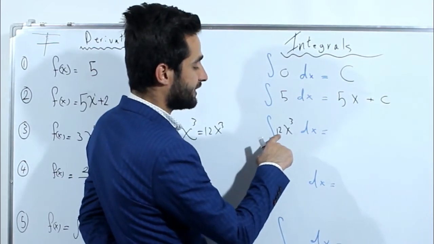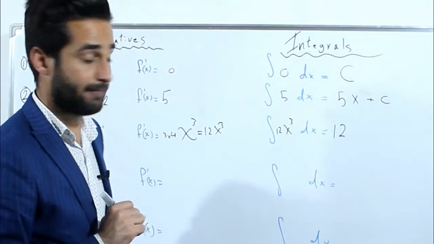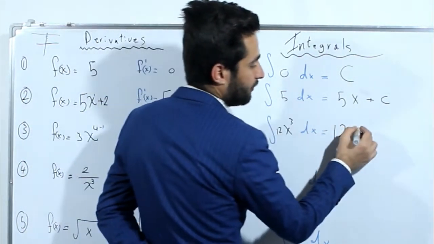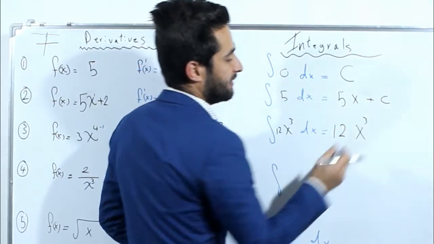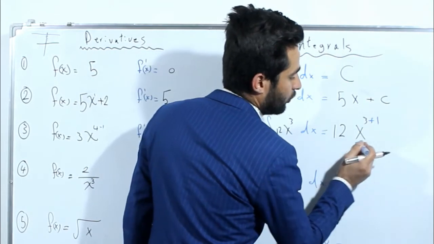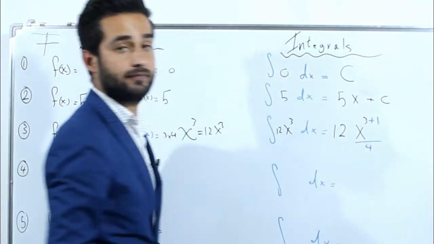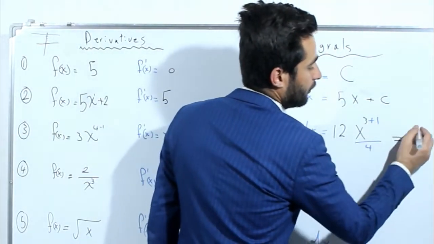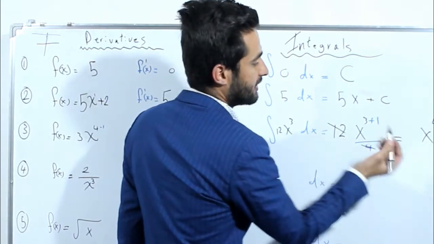If we have a constant number, write again 12. Okay? Like we had in derivative. X to the power of 3, write x to the power of 3 plus 1, and over 3 plus 1 is 4 over 4. So now this is equal to x to the power of 4. How about those two? 12 divided by 4 is 3.